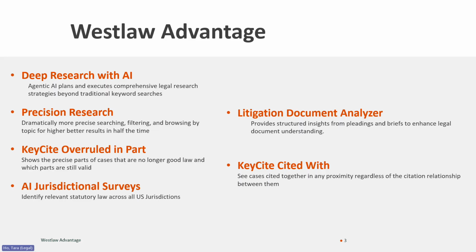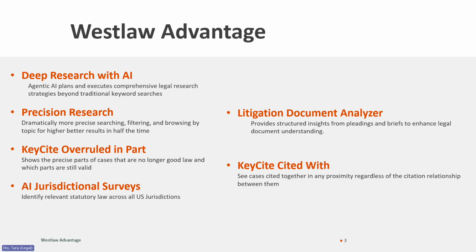All right. So in Westlaw Advantage, I'm going to walk through some of the key features. There are a lot of major steps forward from precision to advantage. So on the left-hand side, you'll see the core research tools, deep research with AI. So it's agentic AI. So it goes beyond the simple keyword searches. It plans and executes comprehensive research strategies. So you don't need to be perfect in your prompting. It will start to, quote unquote, read your mind. The agent will use intelligent searching to get deeper, more relevant results.